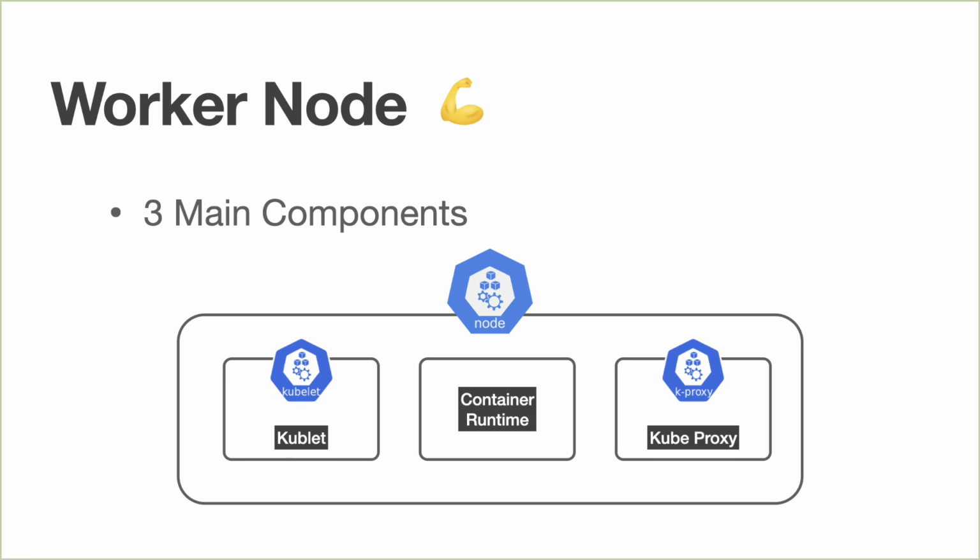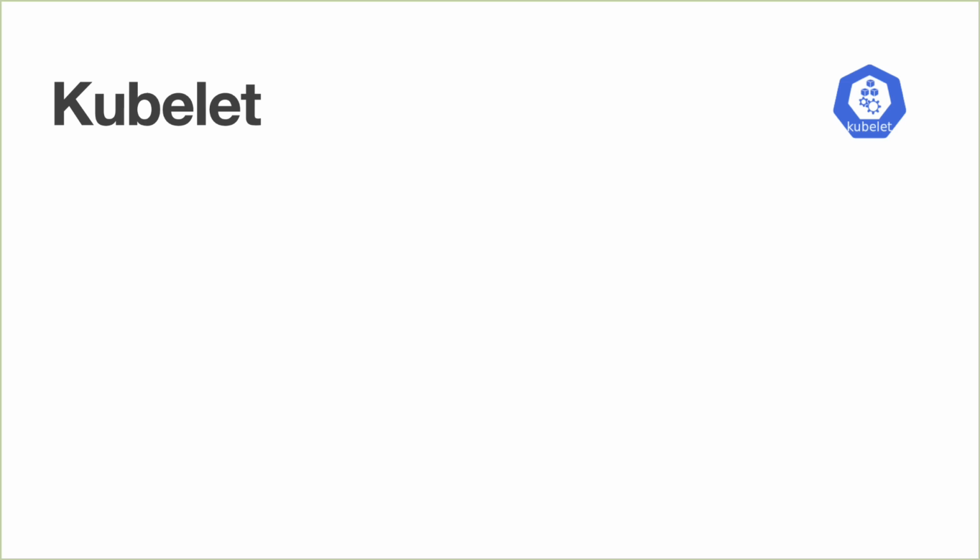So in this example, let's say that this is a VM which runs Linux with 4 cores, 32 gig of RAM and 100 gigabytes of SSD storage. So you can see that this node has 3 components: kubelet, container runtime, kube proxy, and it runs on Linux. So let's learn about the kubelet.